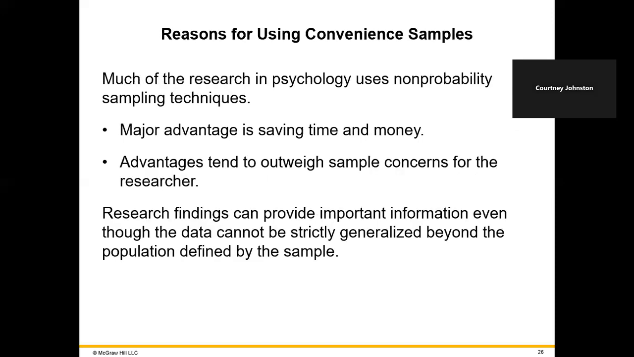Okay, so here are reasons we're using the convenience sample. Much of the research in psychology uses this. The advantage is saving time and money. Advantages tend to outweigh the sample concerns for the researcher. So this is the way we do most of our research. We're going to use the people that are available. And research findings can provide important information, even though the data can't be strictly generalized beyond the population defined by the sample. But again, it gives us an idea of specific behaviors amongst humans.